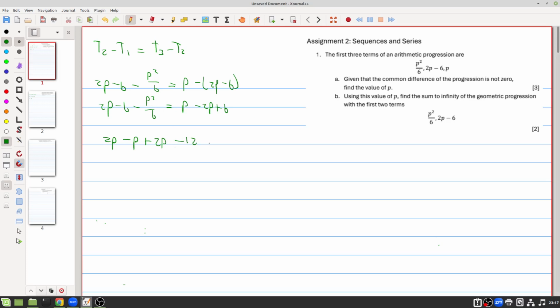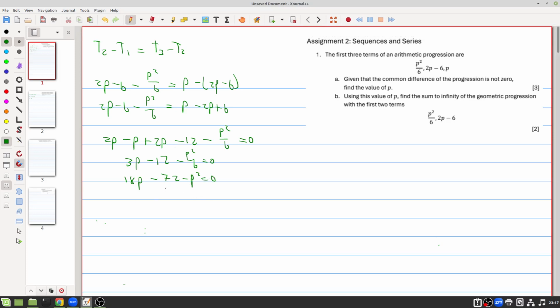And then we've got the minus p squared over 6, and we've got 0 on the other side. Collect our like terms. So 2p minus p is p, plus 2p is 3p. And then we've got minus 12, and then minus p squared over 6. So let's multiply everything by 6 to get rid of the fractions. So this is going to be 18p minus 72 minus p squared equals 0.